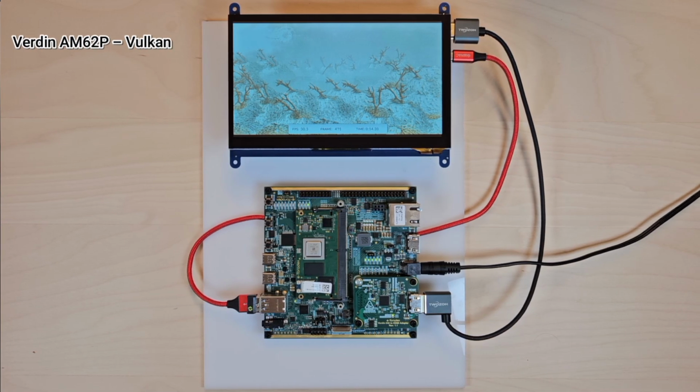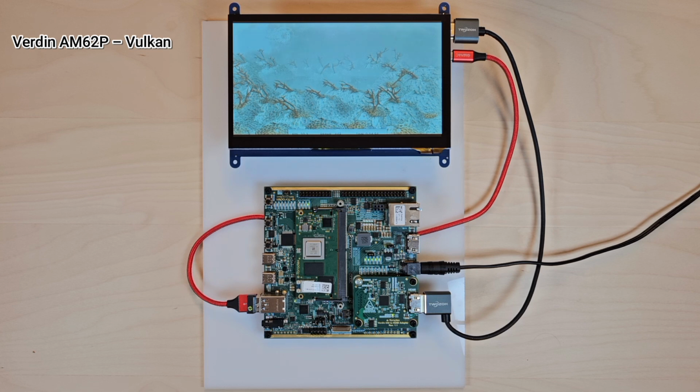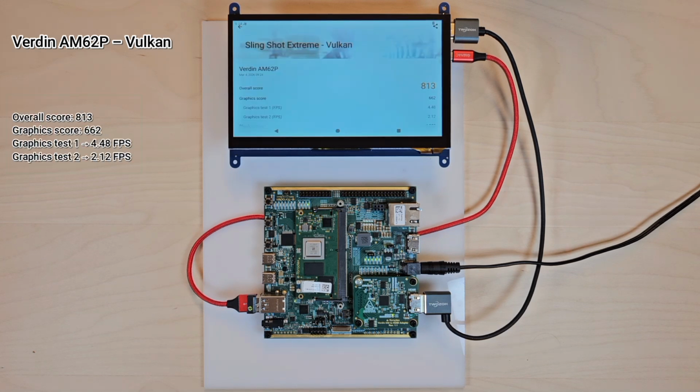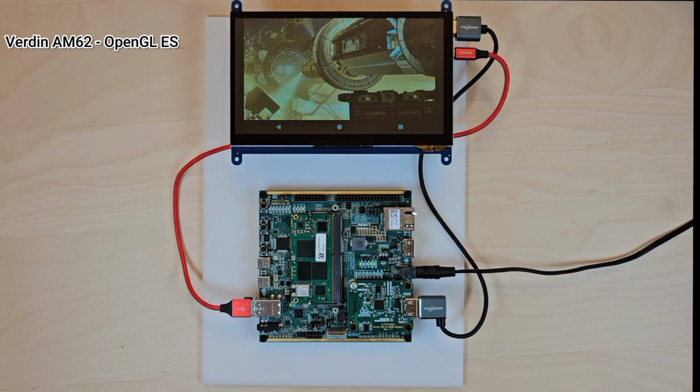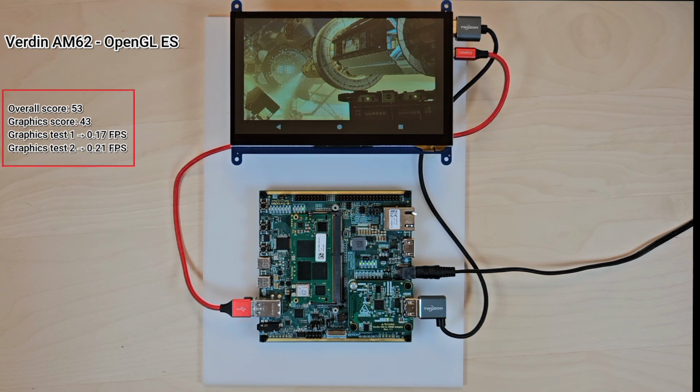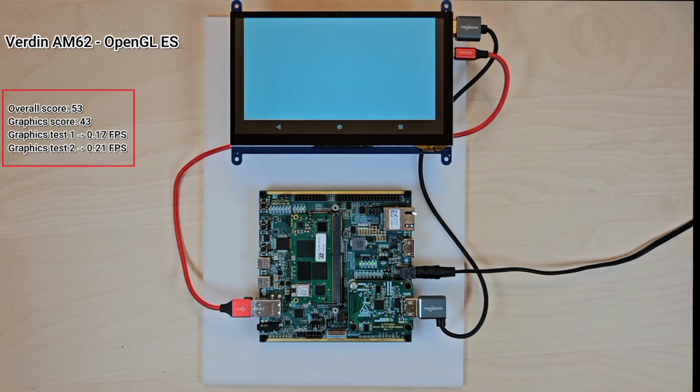We also executed the same workload using the Vulkan graphics API on the Verdin 62 Plus, achieving a final score of 813. Under identical test conditions, the Verdin 62 completed the OpenGL-based workload with a final score of 53. While the test executed successfully, the lower score reflects the platform's more limited 3D processing capability compared to the 62 Plus.